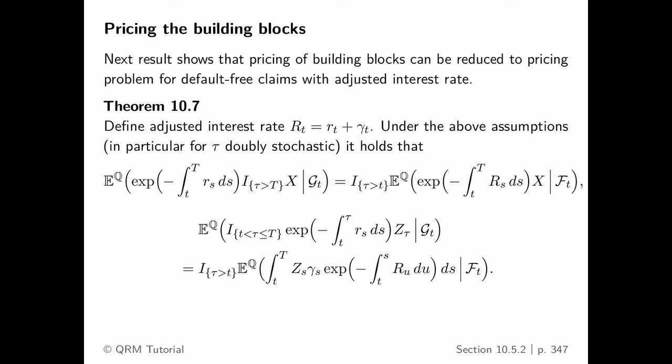Good. And the key result is this one that shows that the pricing of these building blocks can be reduced to a pricing problem for default-free claims with adjusted interest rate. So define the adjusted interest rate, R_t, as small r_t plus gamma_t, and then under the above assumptions, so in particular if tau is doubly stochastic, the price of the survival claim, to have the discount, we get X if tau is bigger than t, and we compute the conditional expectation with respect to the filtration which contains everything, default history and background information.